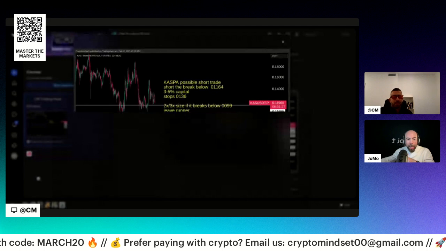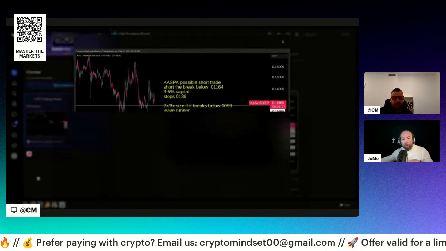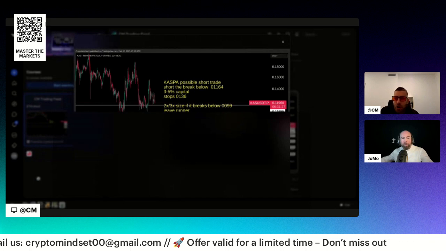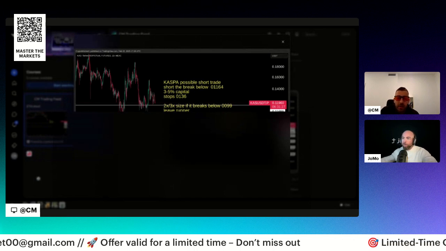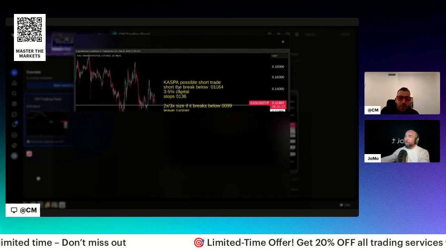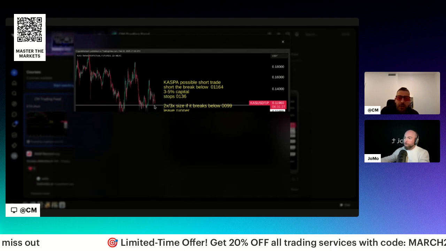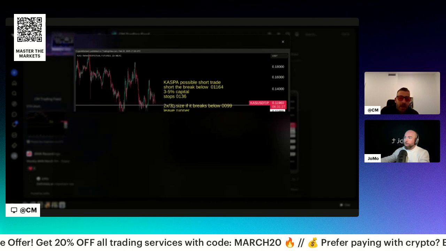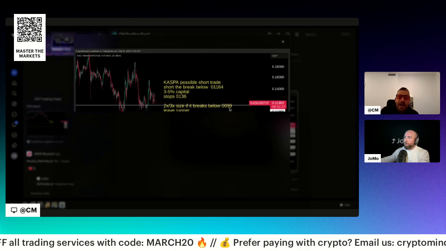And as people can see, do you want to talk about it, or I will take them through it. Yeah, you can see this is the short. The full short, you can see, is the break below 1164. That was what Jomo was talking about, the breakdown here. And we actually added on the break below 99.